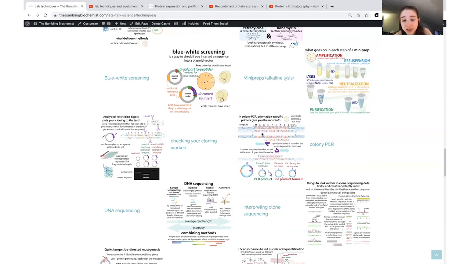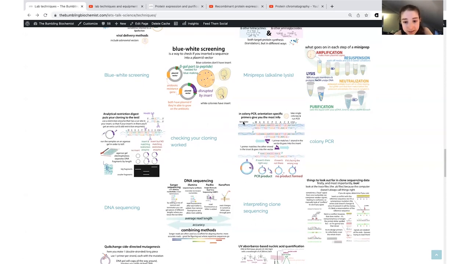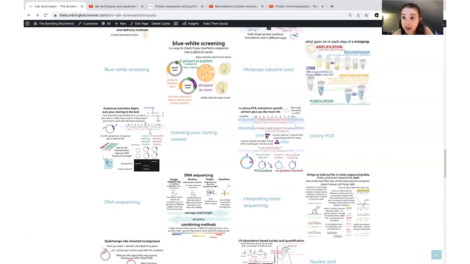Another method is colony PCR, where you have primers that give you different size products or no products at all, depending on your strategy, in order to see if the insert was probably there. I say probably because in either of these techniques, you're only looking at a single site or at the size of the products. You're not looking at the actual sequence, so there could still be typos.